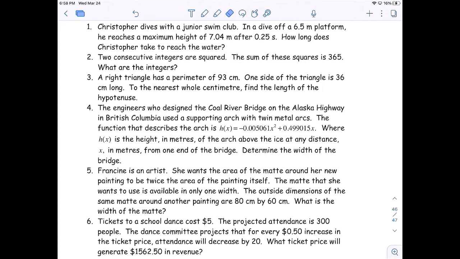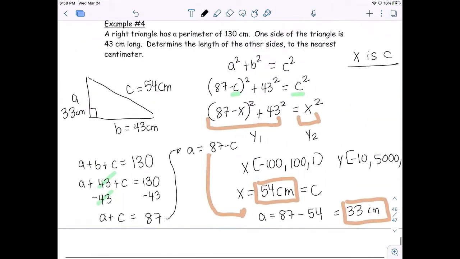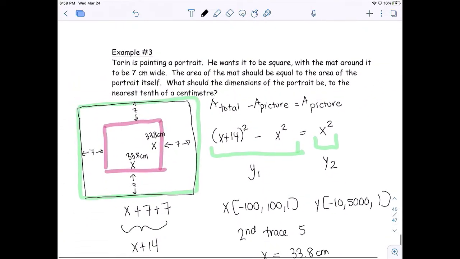So question number 4, they're giving you the equation and they want us to determine the x-intercepts. That's because they're asking how far apart these two towers are. So we're assuming the towers are at the bottom of the structure. Find your two x-intercepts, and the hint is to subtract them. Take your bigger x-intercept, subtract your smaller one, and that's how you find the distance between them.